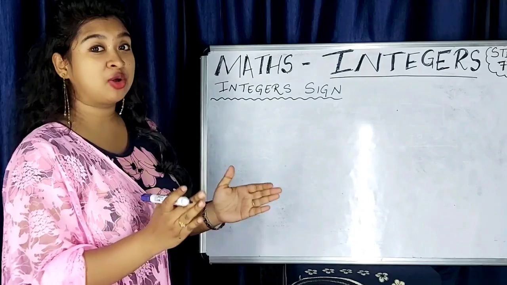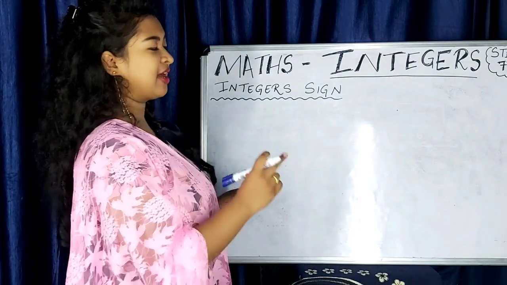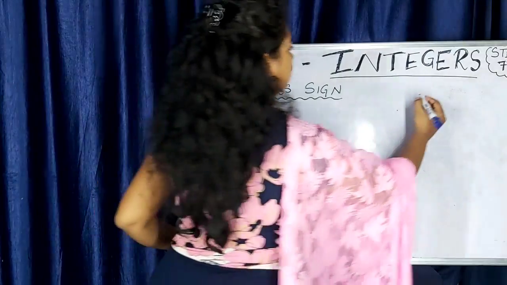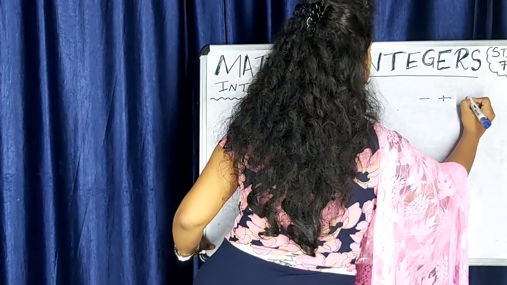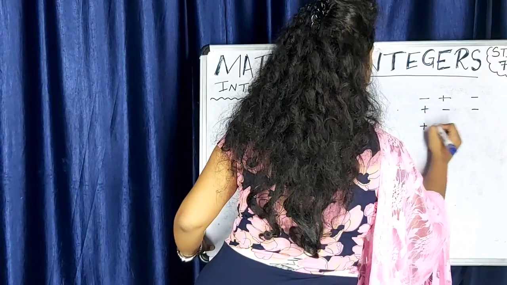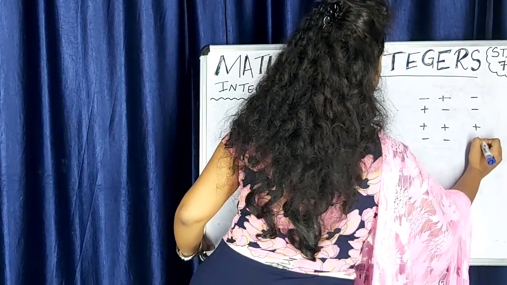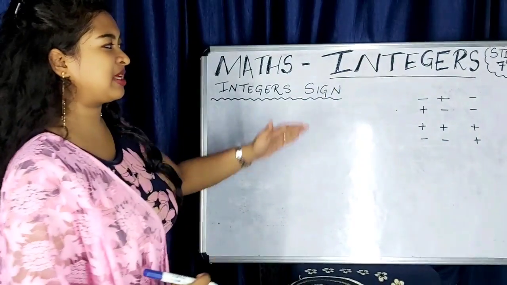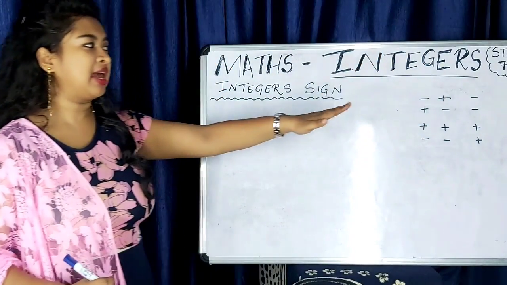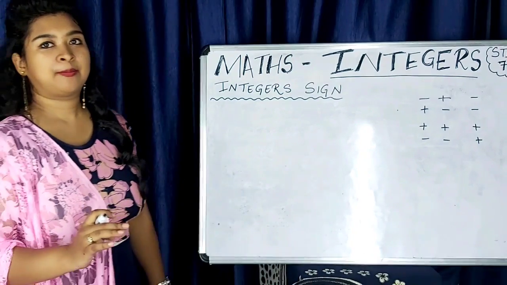So now we are going to learn about integer signs. As I have told you just before, the 4 major rules of the signs, right? We all remember this now. Plus plus is plus, minus minus is plus, plus minus is minus, minus plus is minus.